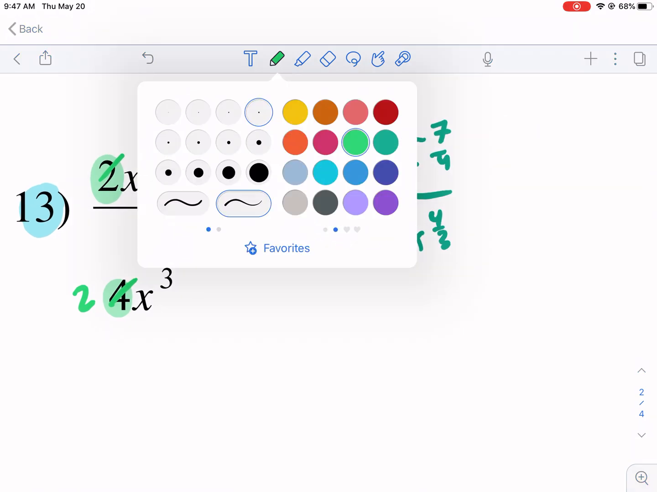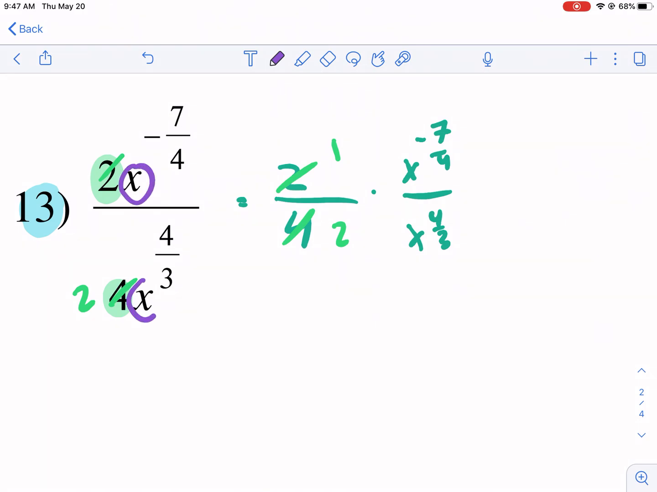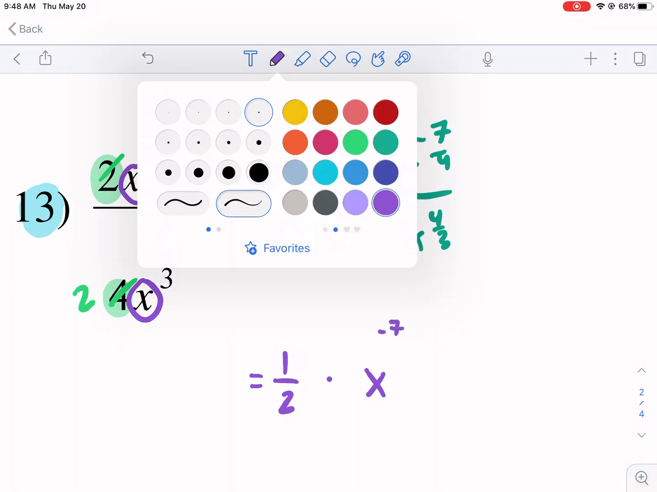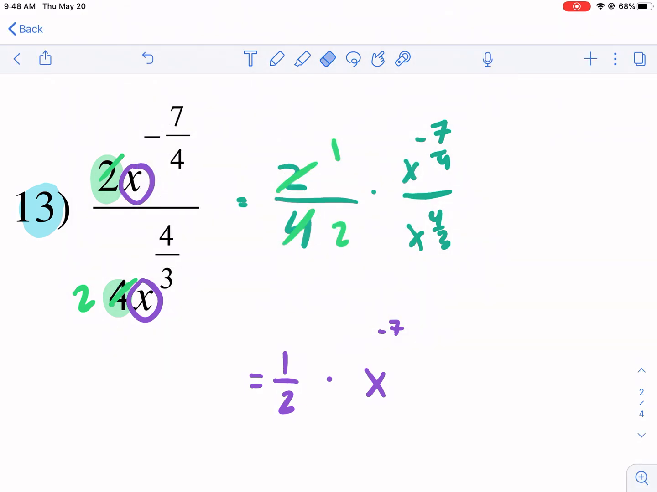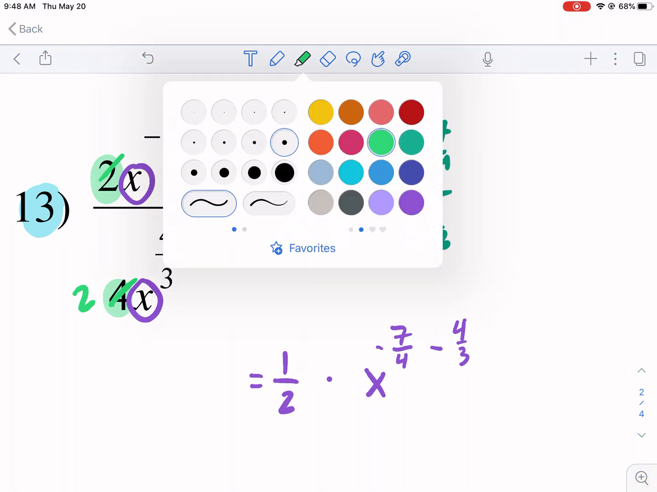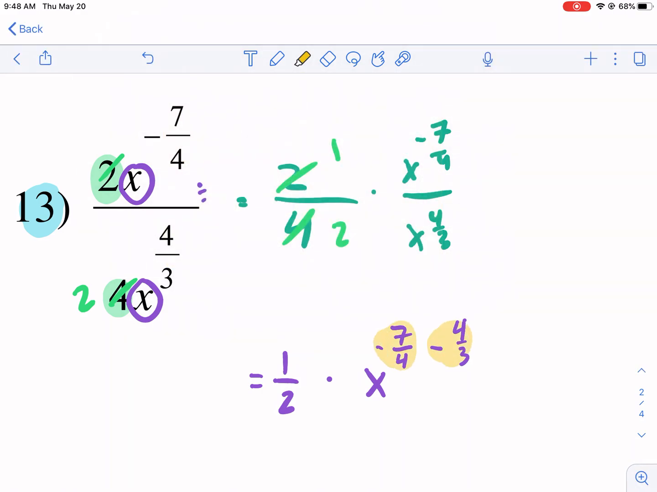Now, how do we do this next part? Well, they both have a common base of x, so we can rewrite this expression. Keep in mind we still have that 1 over 2 times x, and then we take our top exponent, negative 7 over 4, minus, because it's divide, this is the same thing as divide, minus 4 over 3. Now I just have to worry about subtracting these exponents from each other.